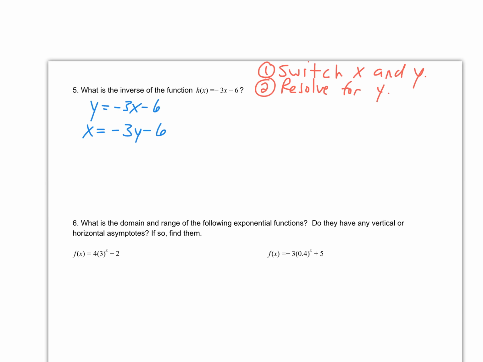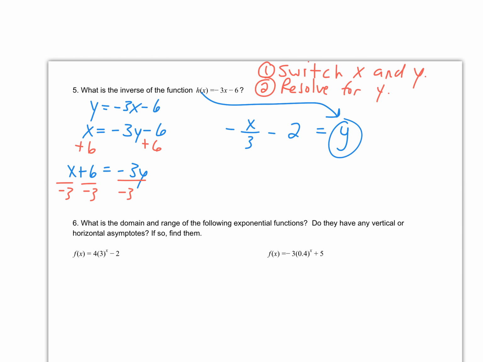And then I'm going to resolve this for y, which means I have to add 6 first. X plus 6 equals -3y. Then divide everything by -3. Divide it all by -3. So I get negative x over 3. And then minus, well, 6 over 3 is 2, equals y. I just want to rewrite this to be the inverse of that. So I'm going to say it's the inverse of -x over 3 minus 2. That is the inverse function.